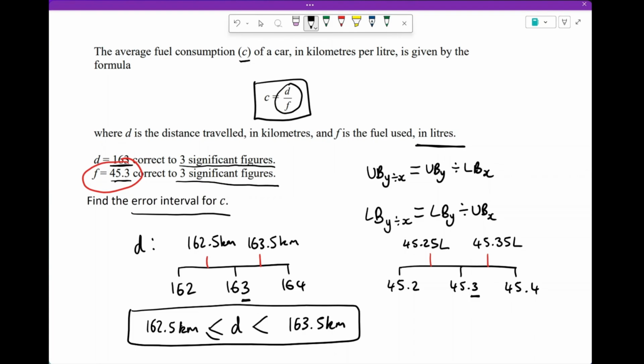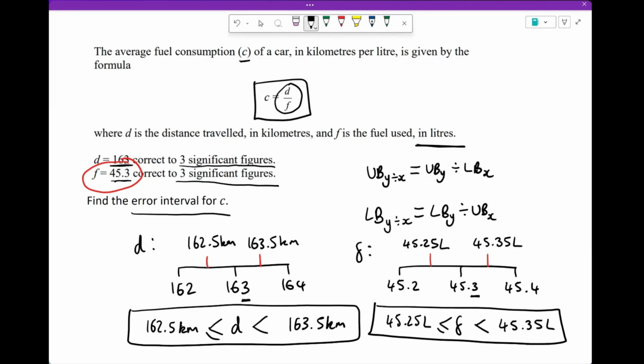So now we can write out my error interval. So this is for F. So I'm going to stick F in the middle, upper bound to the right, lower bound to the left, and then my inequality symbols will be the same as those for D. So let's put those in. And then we've got our error interval for F. Now let's have a go at using these error intervals to find the error interval for C.